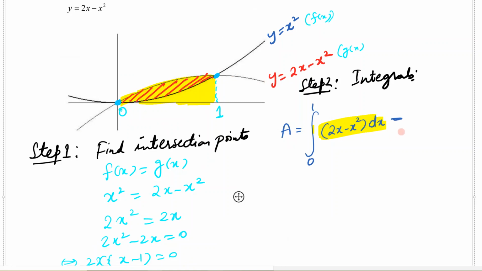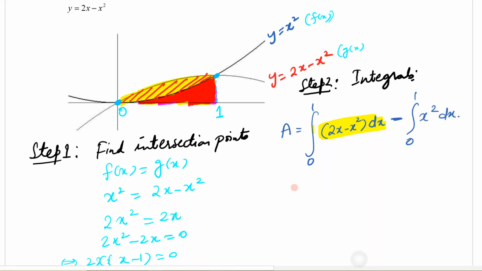And then the area under the lower curve. In this case, this is the area that we're going to subtract. So that is the area under our x square curve: integral from 0 to 1 of x square dx. So we get our required area.